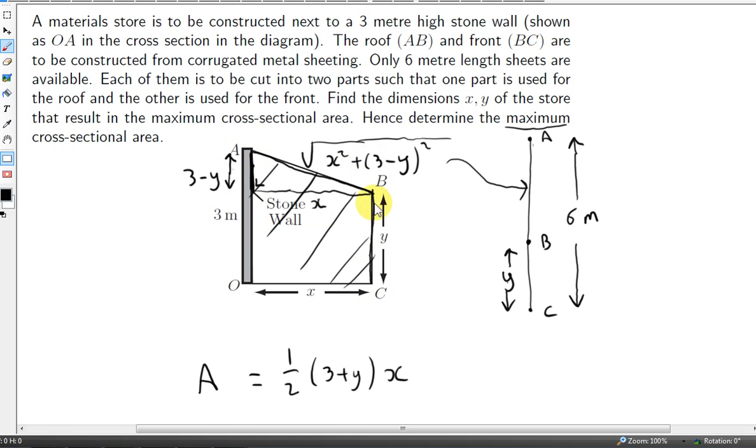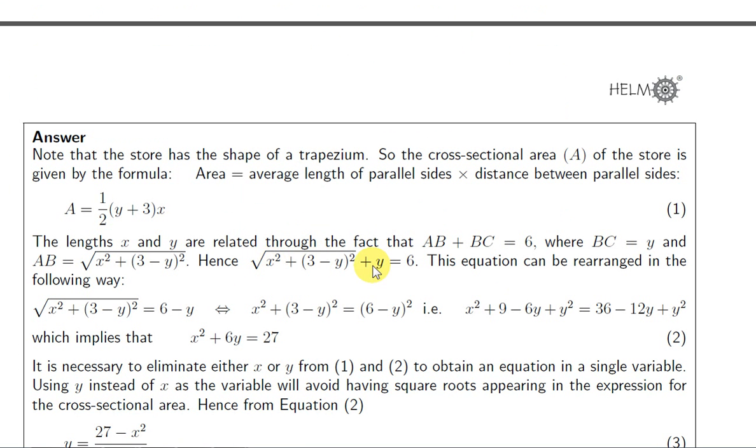And if we add the distance of A to B to the distance of B to C, if we add this quantity onto Y, we must get 6 meters. So this here is our constraint equation. So X and Y can't be any old values. They must satisfy this equation here.